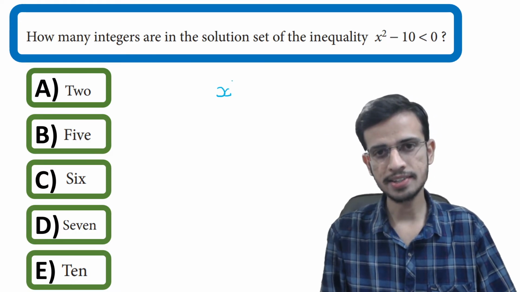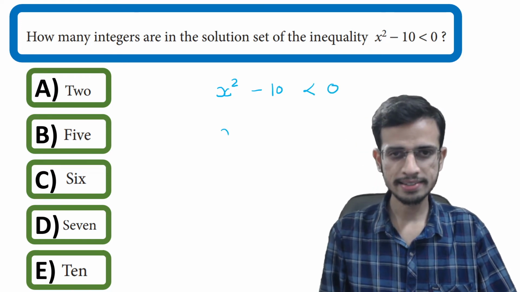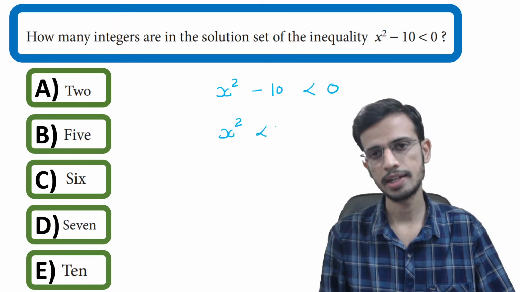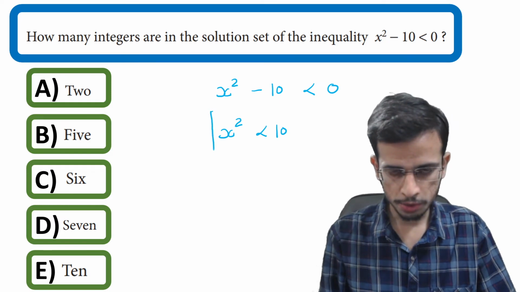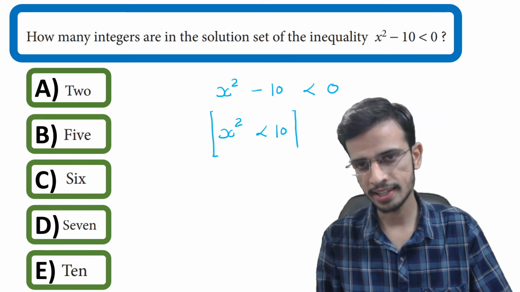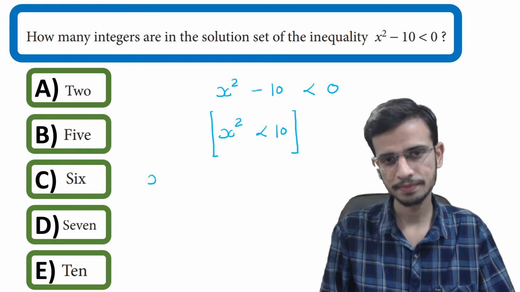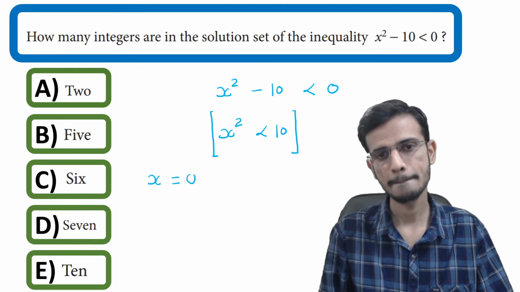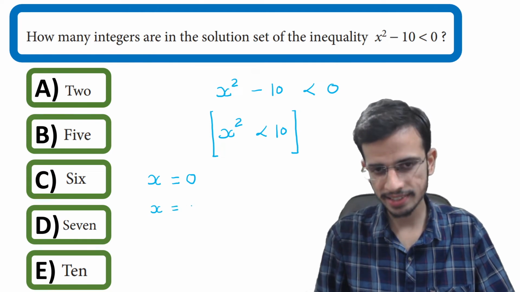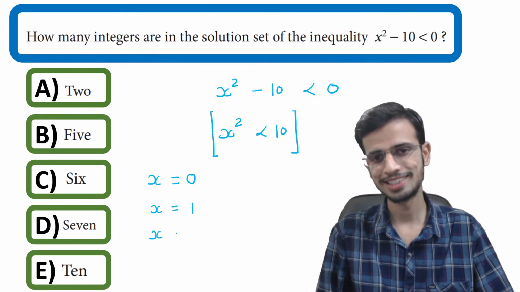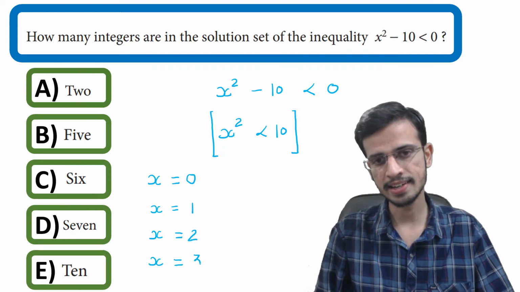So x square minus 10 should be less than 0, right? So we can write x square less than 10. Minus 10 will go on the right hand side, it will become plus 10. So we have to just satisfy this inequality, x square less than 10. You can put x equal to 0. 0 is an integer, right? We can put x equal to plus 1 because 1 square is less than 10. We can put x equal to 2, 2 square, that is 4, less than 10. X equal to 3, 9 is less than 10.